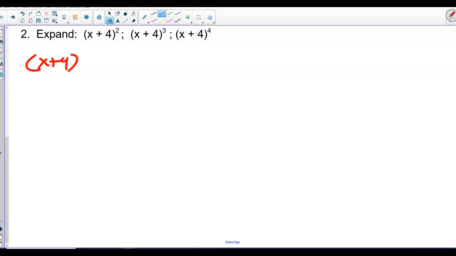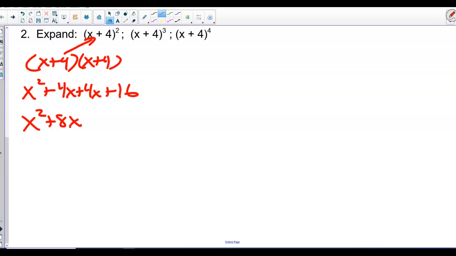x plus 4 times x plus 4 is x plus 4 squared. x squared plus 4x plus 4x plus 16. You're just foiling it out, and you always have to combine your like terms. Okay, that's not a new topic.